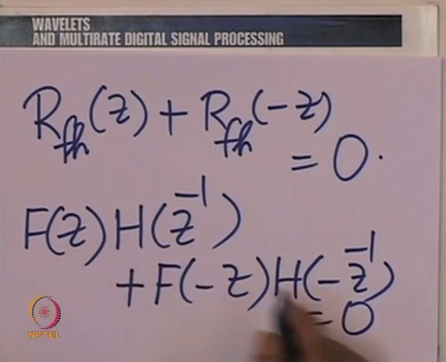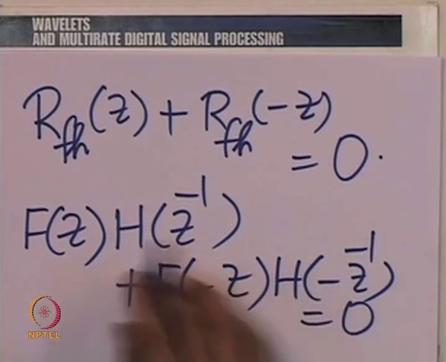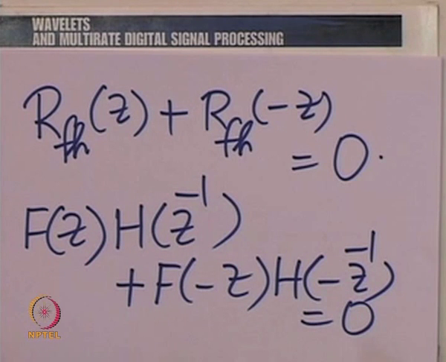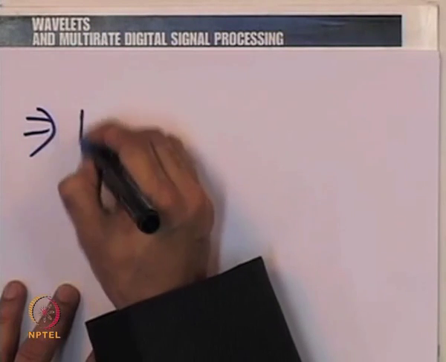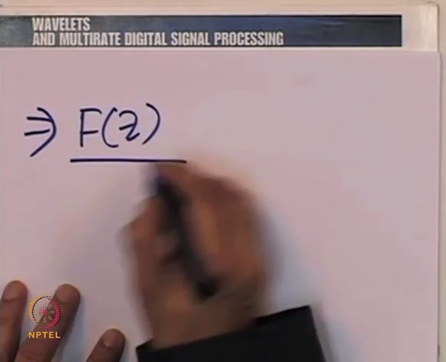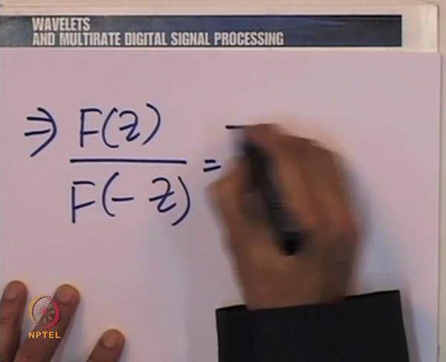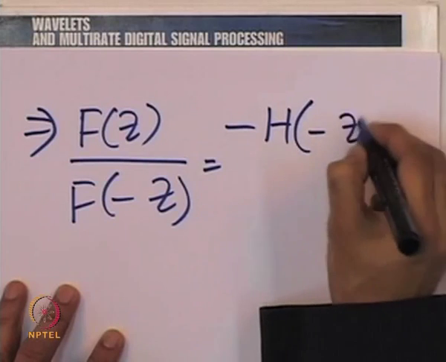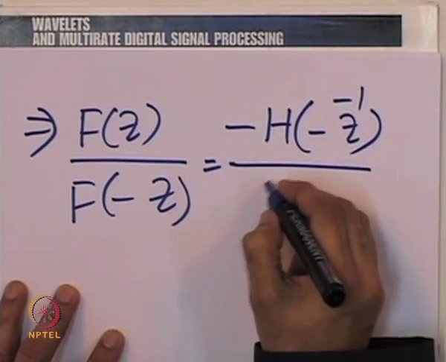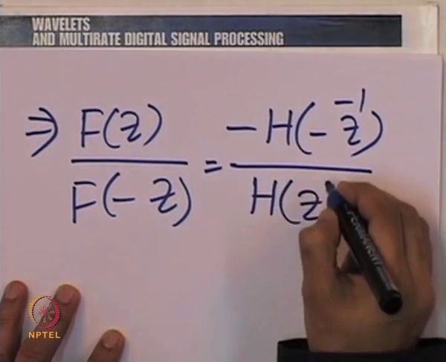And in fact, we can now rearrange this. We can rearrange this to get some very interesting insights into F(Z). So, that would give us the condition F(Z) by F(-Z) is essentially minus H(-Z inverse) divided by H(Z inverse).